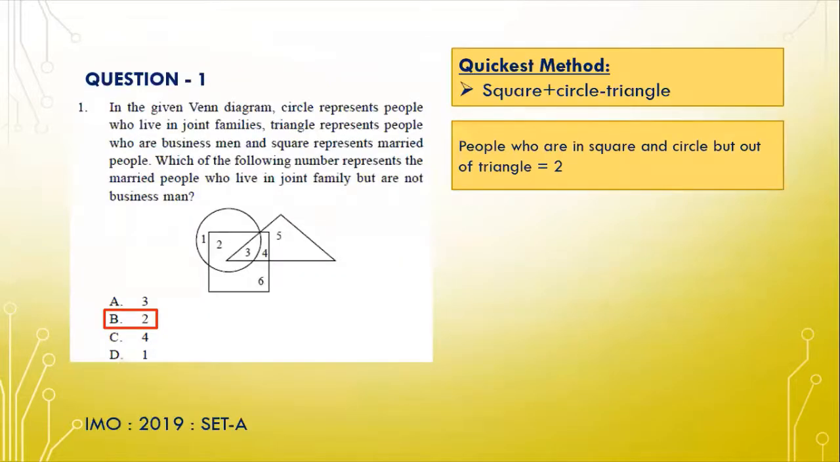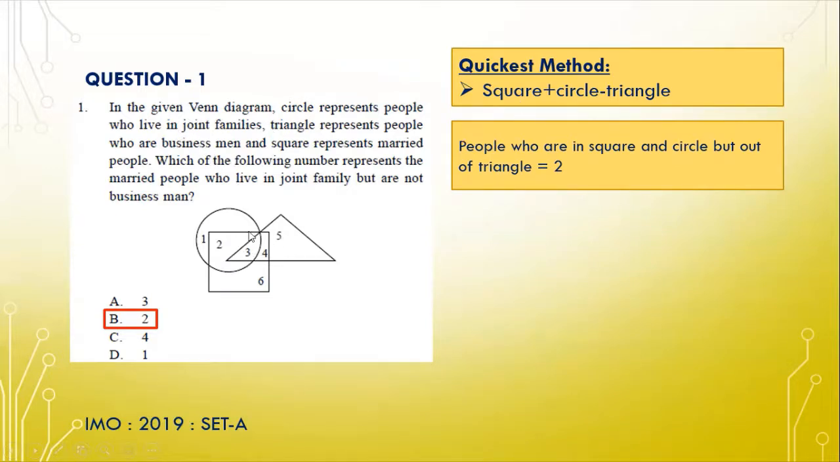Okay, so the first one. In the given Venn diagram, circle represents people who live in joint families, triangle represents people who are businessmen, and square represents the married people. Which of the following numbers represents the married people who live in joint family but are not businessmen? So married people, who are married people? Square. Who live in joint family? What is joint family? Is circle.